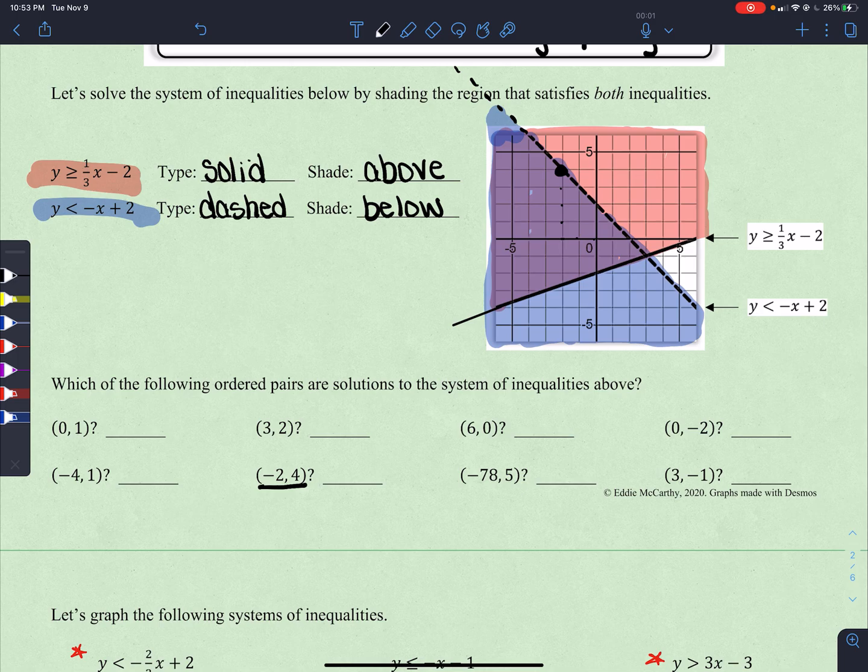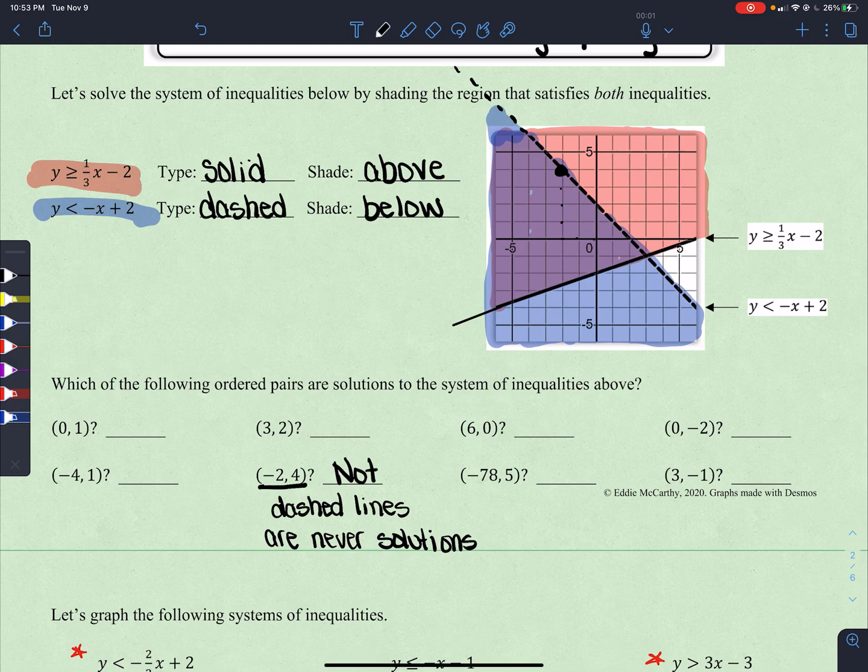However, it is on a solid line. I'm sorry, on a dashed line. Remember, dashed lines are never solutions. Again, that is something that I talked about in the intro video. Dashed lines are never solutions. So negative 2, 4 would not be a solution.